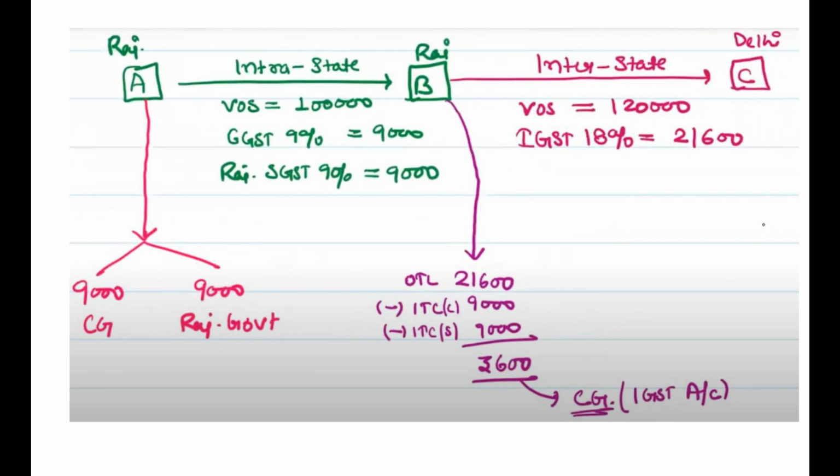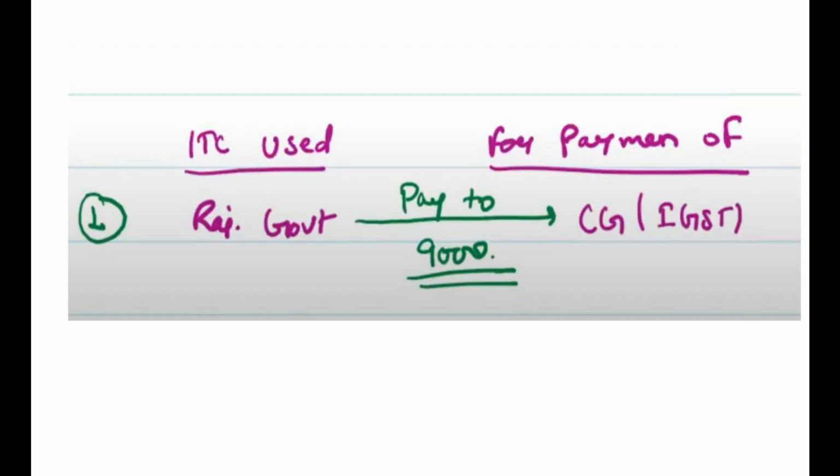This particular ITC, which has been used for the final destination of tax, the input tax credit, the state's 9,000 has been used to make payment of 21,600 of IGST to the center. So 9,000 is set off. So this state government will pay 9,000 to the central government.